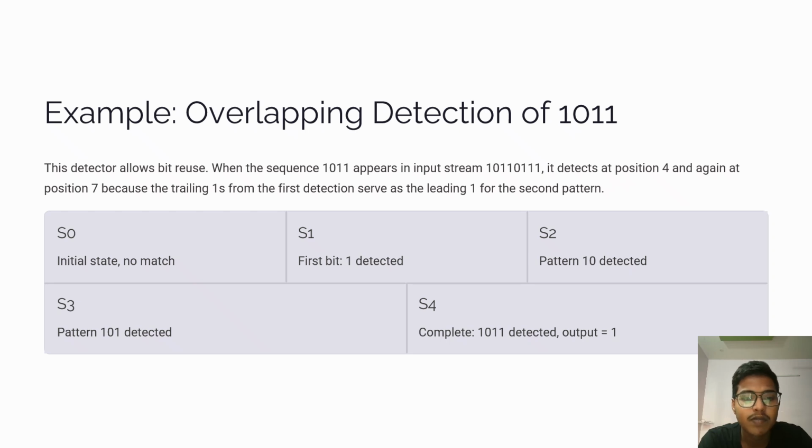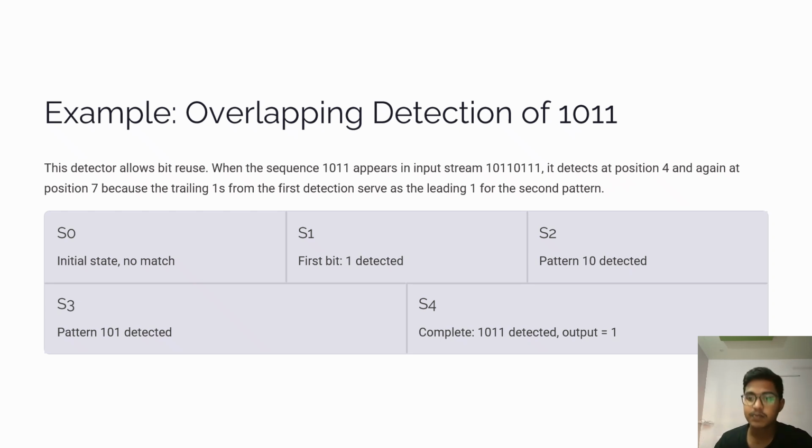The output becomes 1 when the machine reaches S4, because we allow overlapping. Some transitions go back to intermediate states instead of the initial one. So on reaching S4, the output becomes 1.